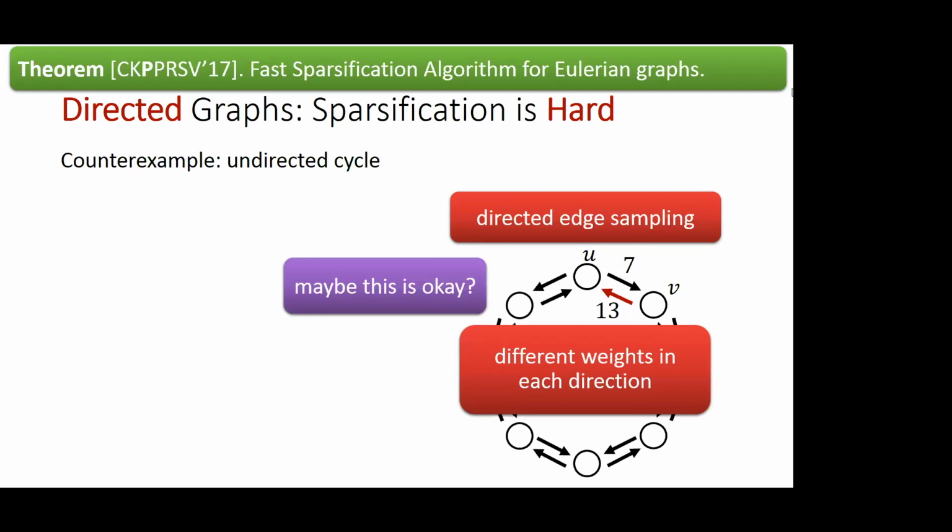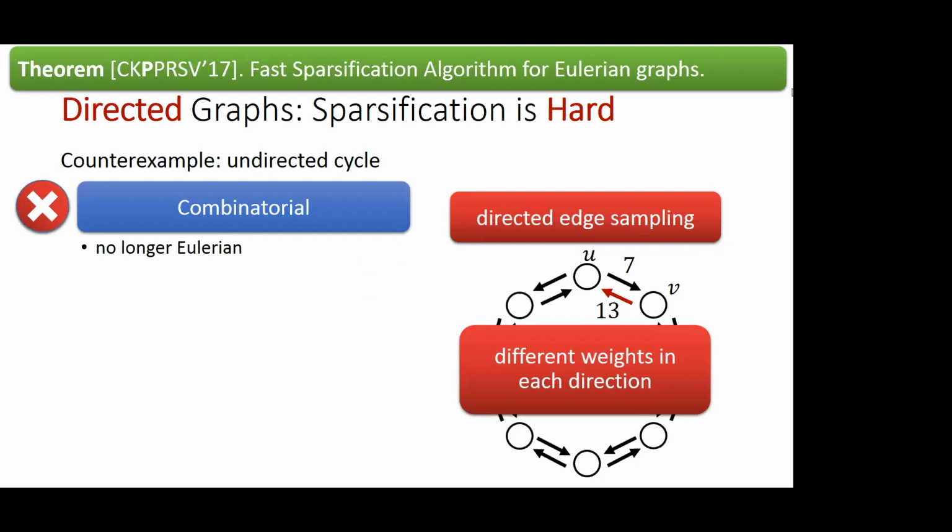You might wonder if it's okay, but it's not. First, from a combinatorial perspective, having different weights in each direction, and in particular different weights on each side of each vertex, means that it's very unlikely that after we do this, the graph will remain Eulerian. Undirected graphs are a type of Eulerian graph, but after we do the sampling process, it will not be undirected and will not even be Eulerian, which you might think is potentially bad.